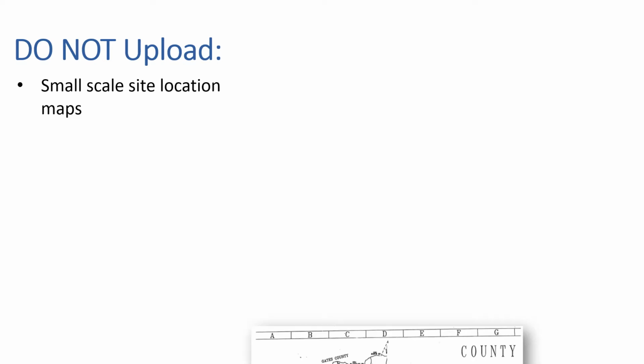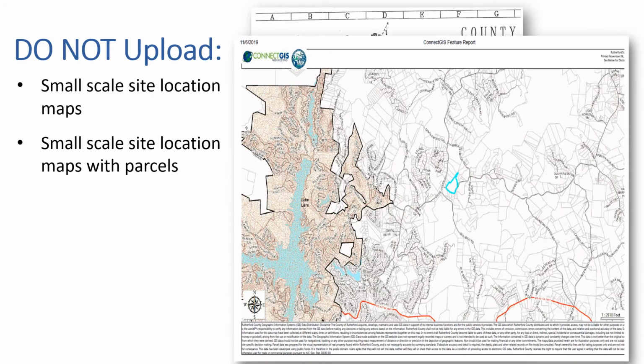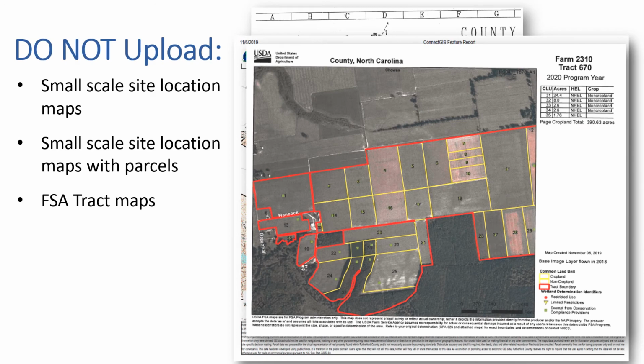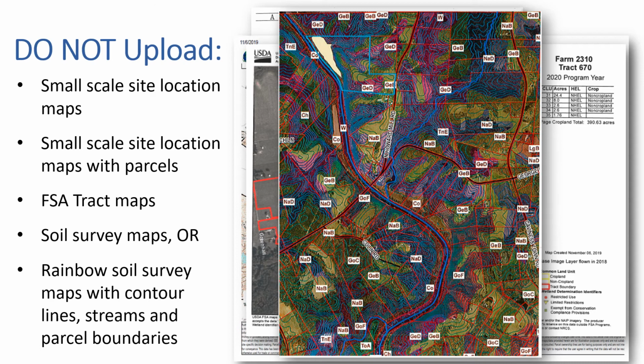Now that we've indicated what we would like to see, these are the maps that are not needed in CS Square. Small-scale site location maps, small-scale site location maps with parcels, FSA tract maps, soil survey maps, or rainbow soil survey maps with contour lines, streams, and parcel boundaries. FSA tract maps are some of the more commonly uploaded maps in CS Square and are not needed for division approval. We ask that you do not upload these maps that are displayed here into CS Square.